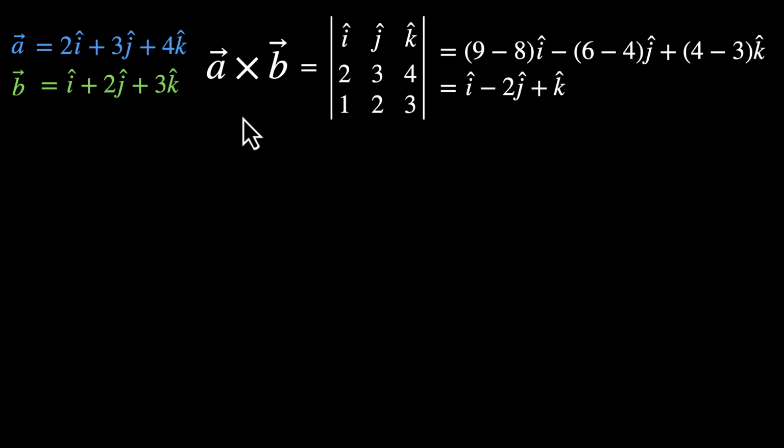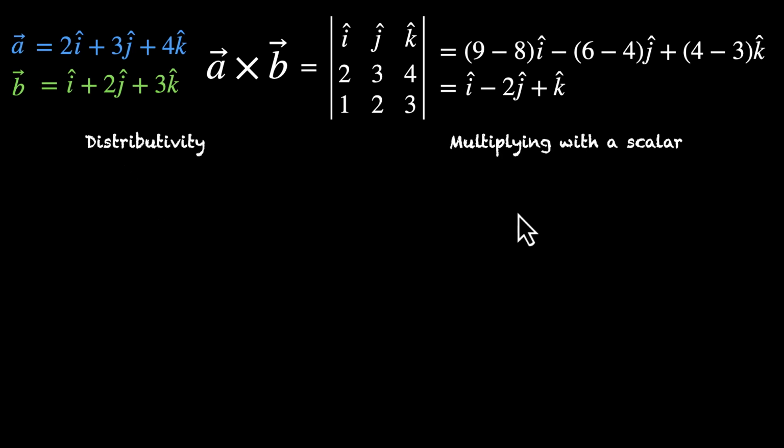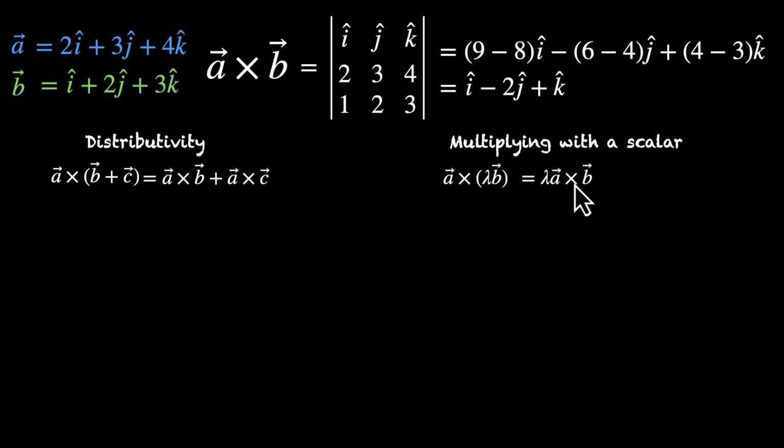Let's understand. Similar to dot product, we use distributivity and multiplying with a scalar. Distributivity says A vector cross B vector plus C vector, that's equal to A vector cross B vector plus A vector cross C vector. This works the same as what we see in real numbers: A times B plus C is equal to A times B plus A times C. And multiplying with the scalar means that the constant, this real number, can come out. A vector cross lambda B vector, that's equal to lambda times A vector cross B vector. So the lambda can come out. Using these two and whatever we know about the unit vectors, we can now evaluate A vector cross B vector.